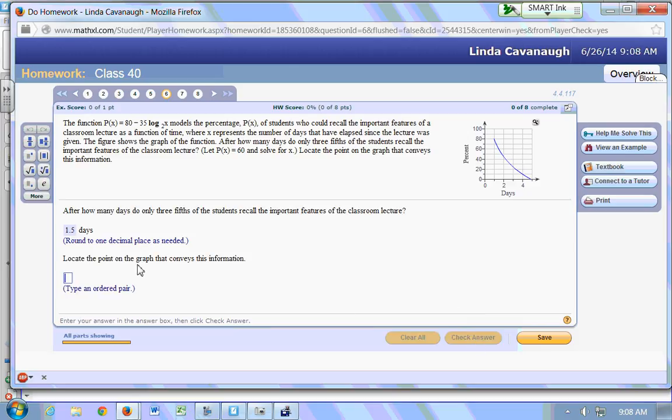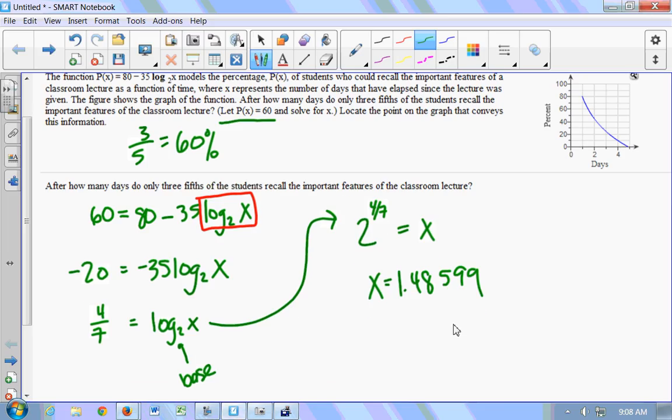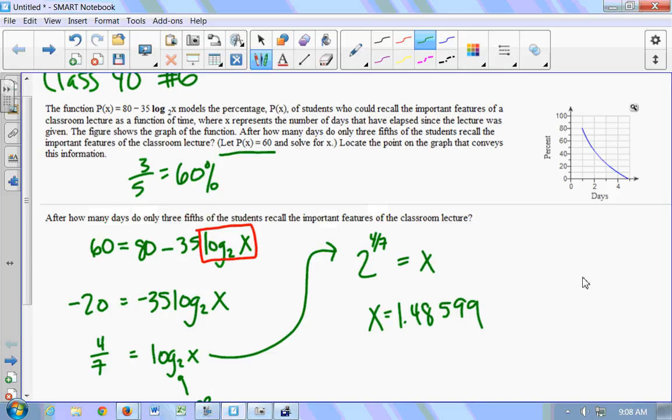All right, and then locate the point on the graph that conveys this information. So this is x, 1.5. So if we go to 1.5 and find the point on the graph, 1.5 is like right here. That's 1.5 comma 60. And we know that that's exactly 60 because that's what we plugged in here to get the 1.5.